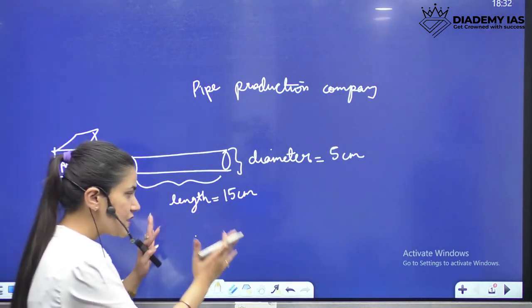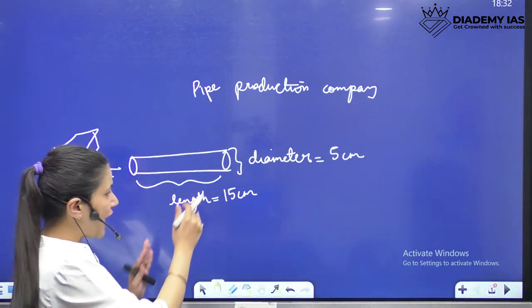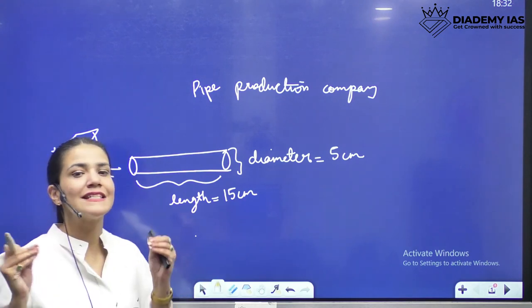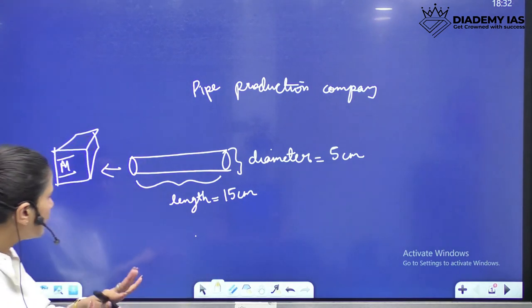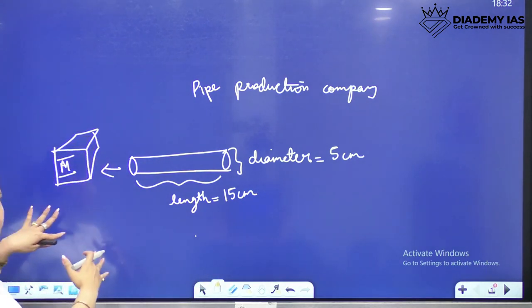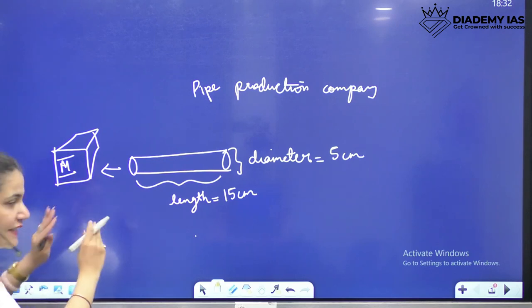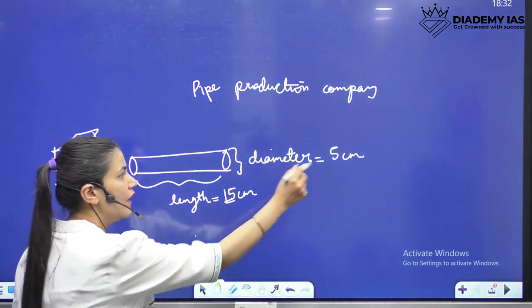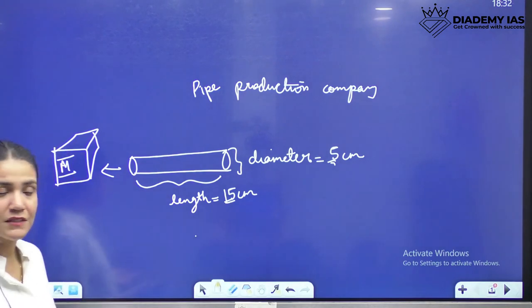But these dimensions that they have, the standardized dimensions, even if they set it in the machine and make sure that it is absolutely 15 or absolutely 5, but this is a machine.